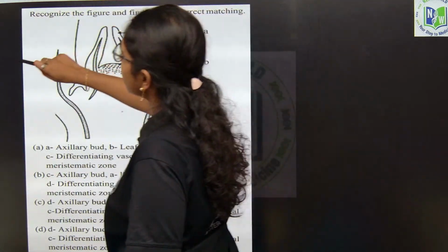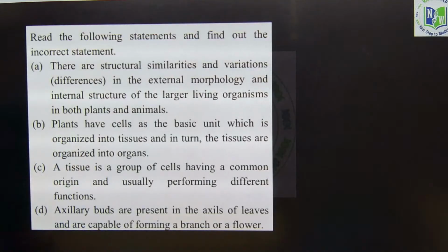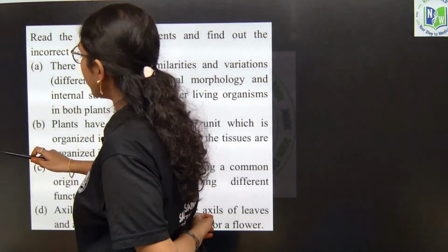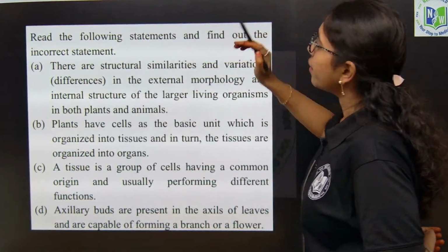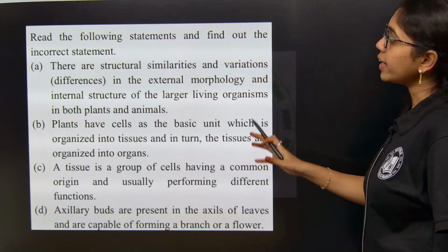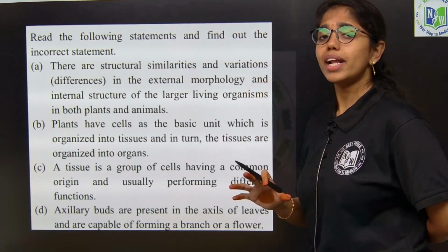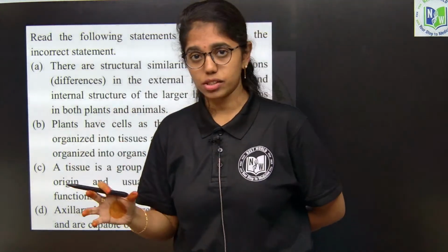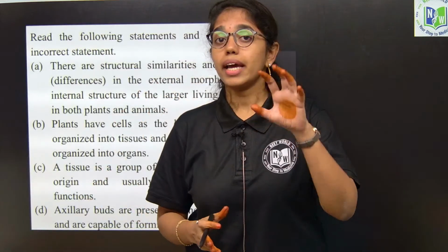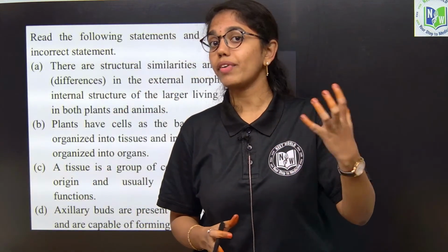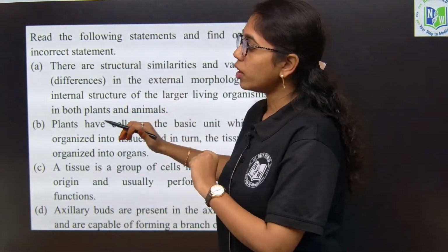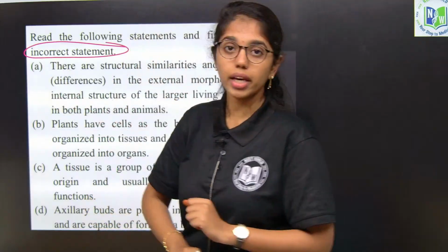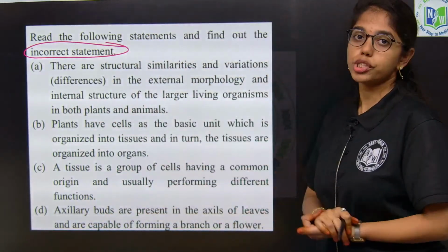Next question. This is a statement based question, beta. Try to answer this, Tanvir, and other students as well. So here, read the following statements and find out the incorrect statement. Whenever a statement based question is asked, you have to look into whether the question is asking you to identify the correct set of statements or the incorrect set of statements. Once after looking into that, underline it over here and then look into the options carefully.